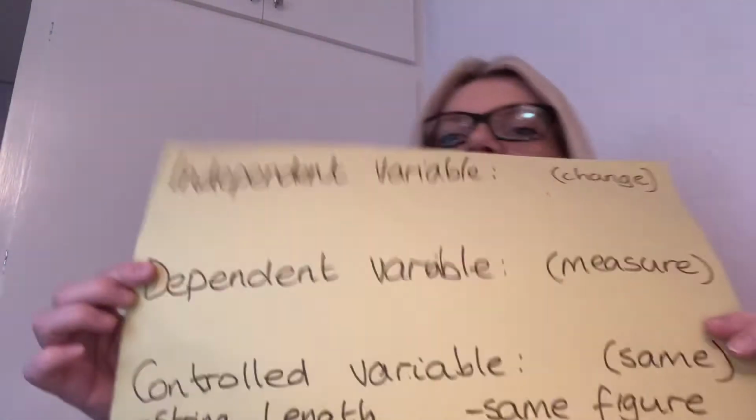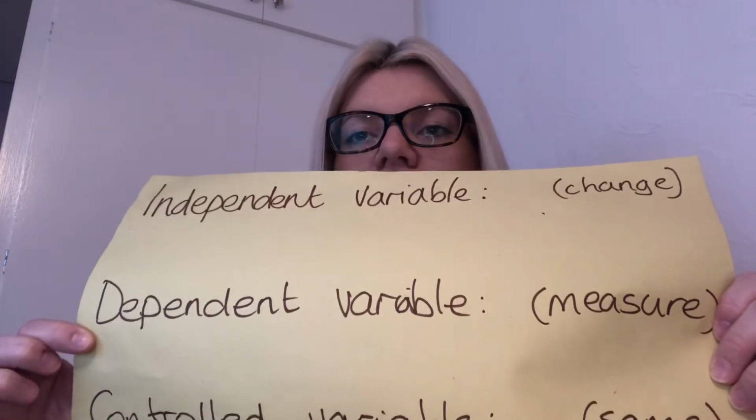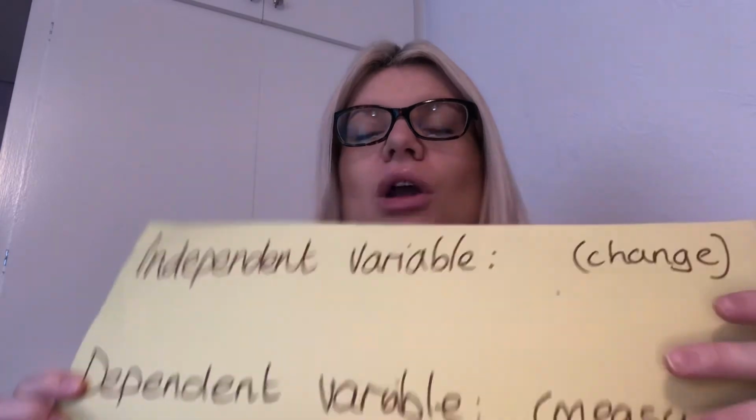Okay. Then we have our dependent variables. What are we going to measure? So the dependent variable, what we're going to do today, when we drop our parachute, we're going to measure the time it takes from when we release it to when it hits the ground.